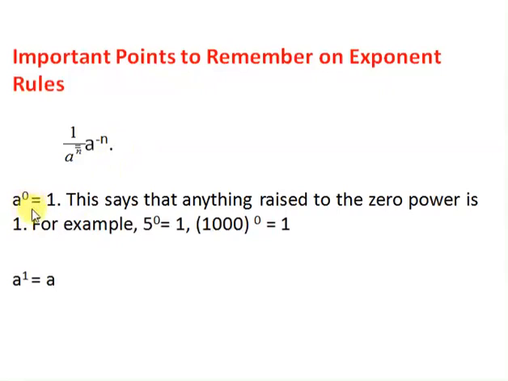Second, anything raised to the power 0 is equal to 1. For example, 5 to the power 0 is 1, 1000 to the power 0 is equal to 1. And the next is a to the power 1 is equal to a. That means anything raised to the power 1 is the same number. For example, 100 to the power 1 is equal to 100, 5 to the power 1 is equal to 5.